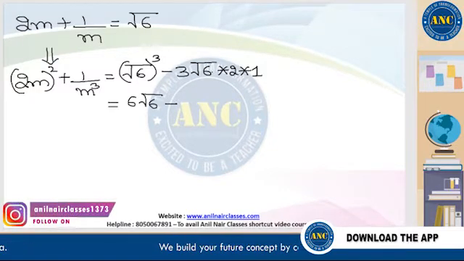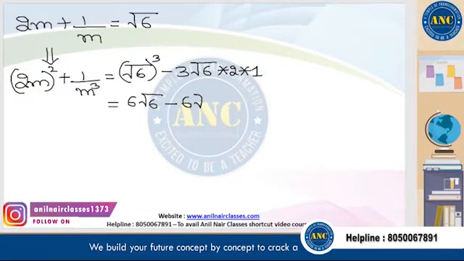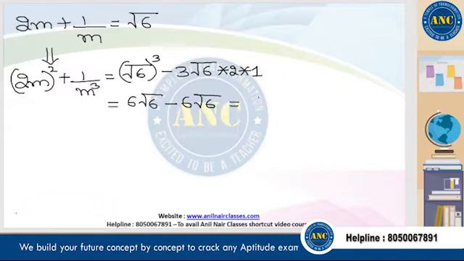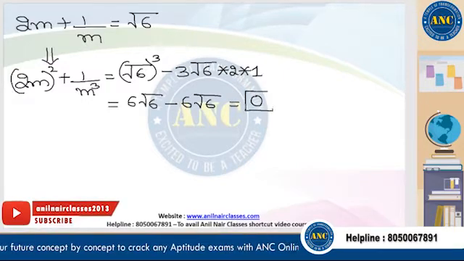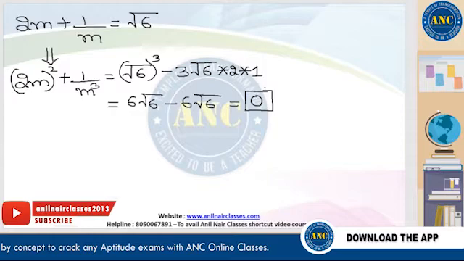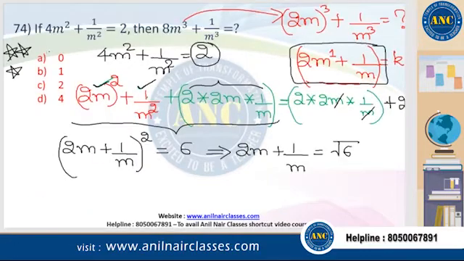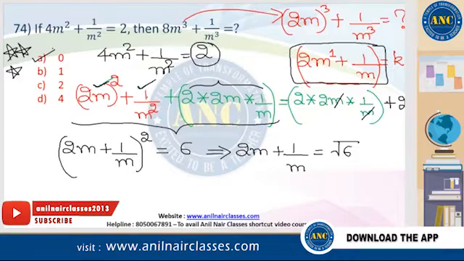minus 3 root 6 into 2, which is also 6 root 6. 6 root 6 difference with 6 root 6. My final answer is 0. Right? My final answer is 0. That means the answer for this question is how much? It is option A, 0.